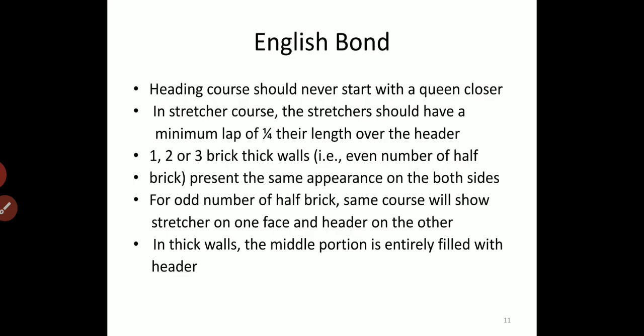There are some rules also. The heading course should never start with a queen closure. I will show you the queen closure diagram. In the stretcher course, the stretcher should have a minimum lap of 1/4 of its length over the header. This means that when we start the stretcher course, the lap between the starting header and the stretcher should be 1/4 of their length.